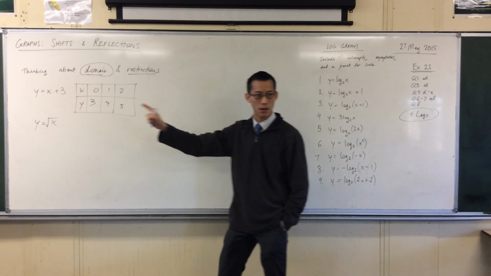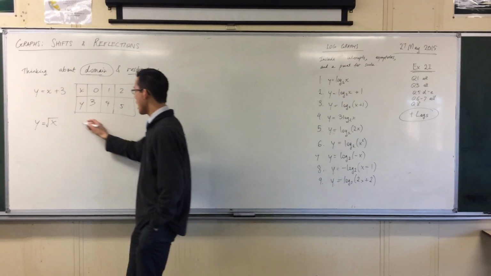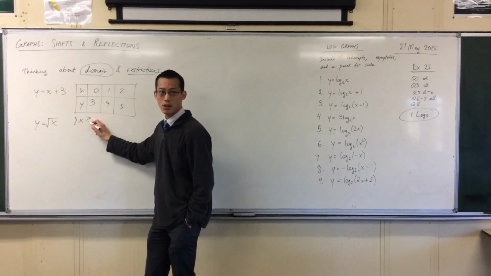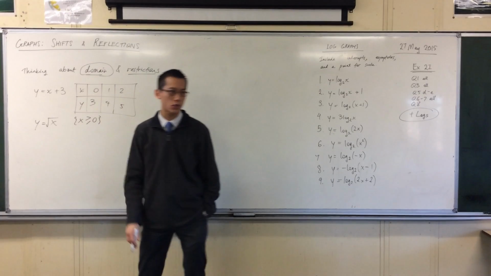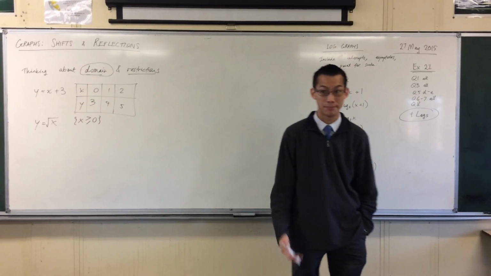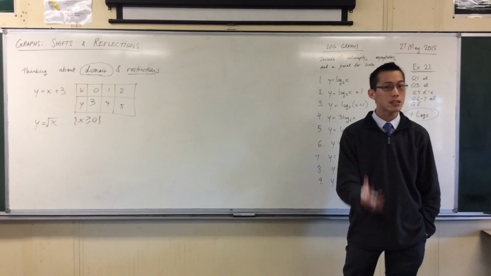What's the domain restriction on this? x is greater than 0. x is greater than or equal to 0. I can take the square root of 0 and it's still a real number, 0. Now, there's a restriction.